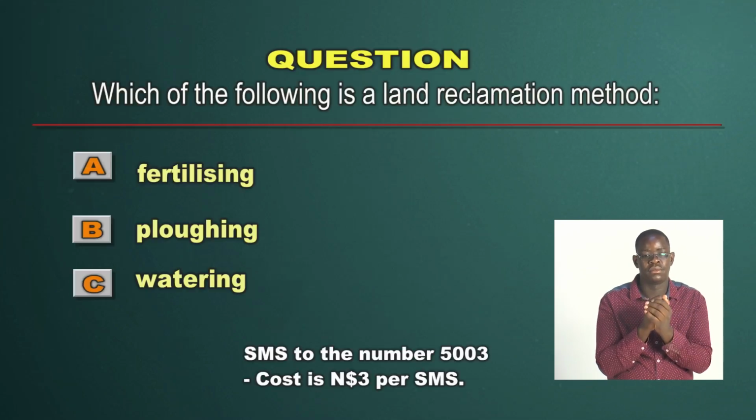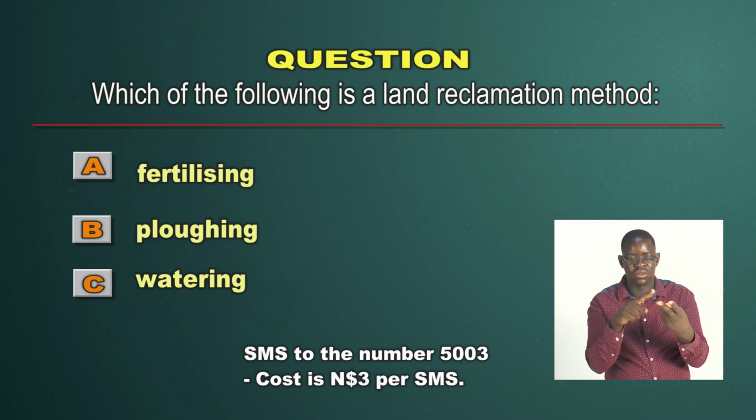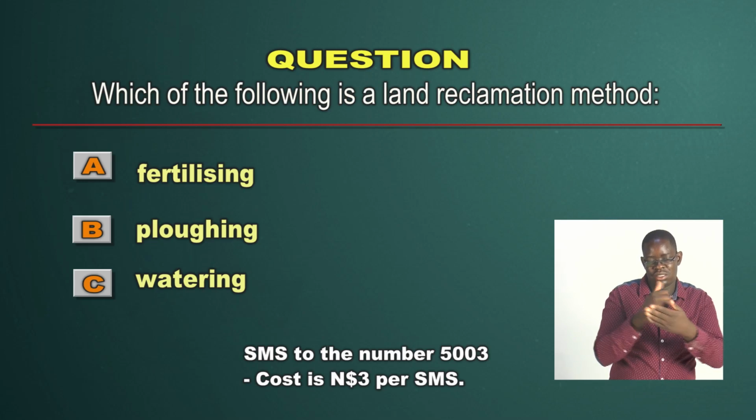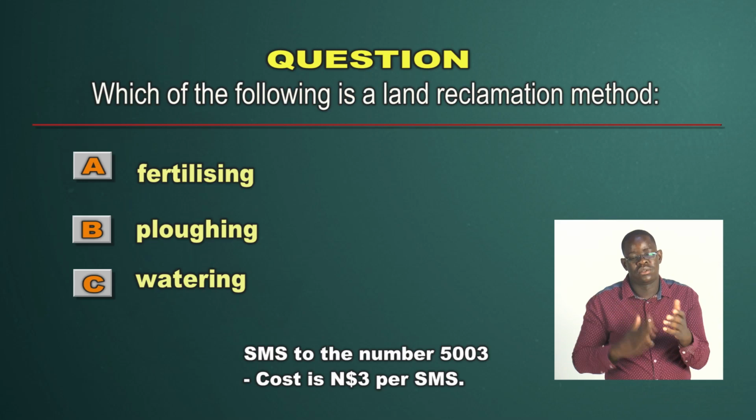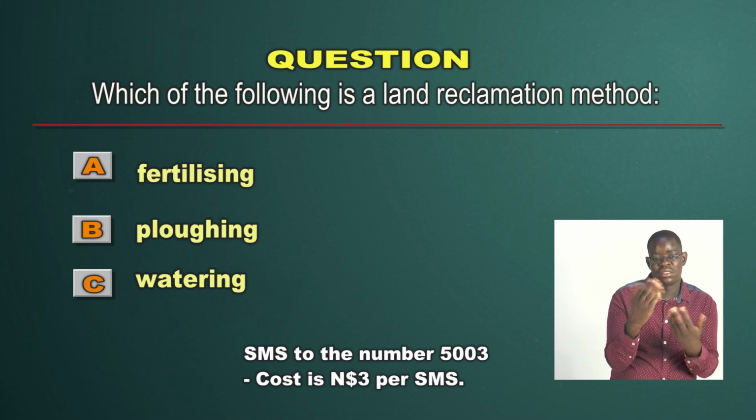It's a short question. Here it is. Which of the following is a land reclamation method? Remember, we want a land reclamation method. Is it A, fertilizing, B, plowing, or C, watering?